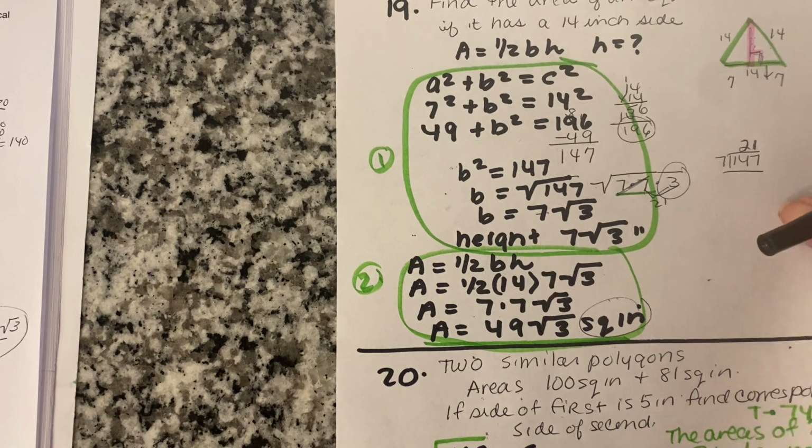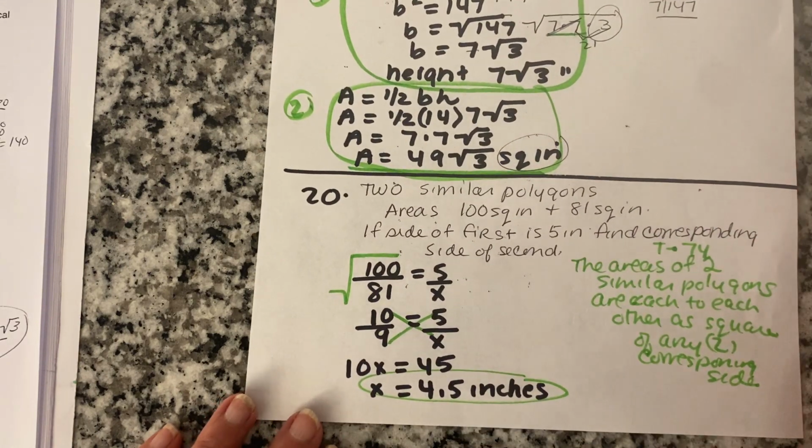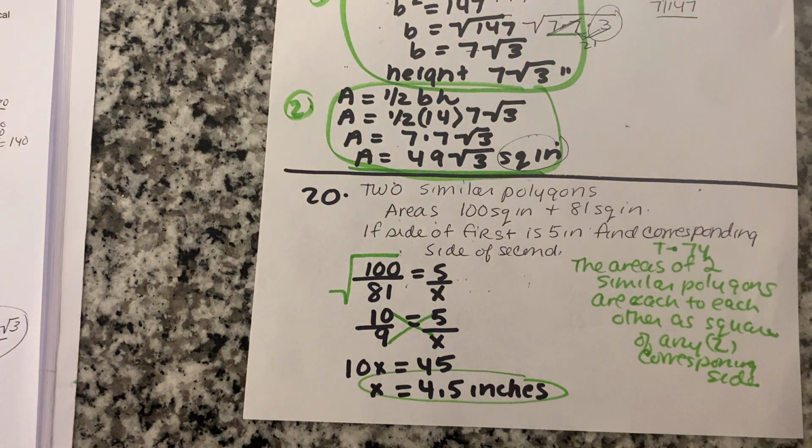One more. Are we done here? This one looks hard, but it's really easy. This is one of the first ones we did on our quizzes. So it says, 2 similar polygons have the areas of 100 and 81 square inches. If a side of the first is 5, find the corresponding side.